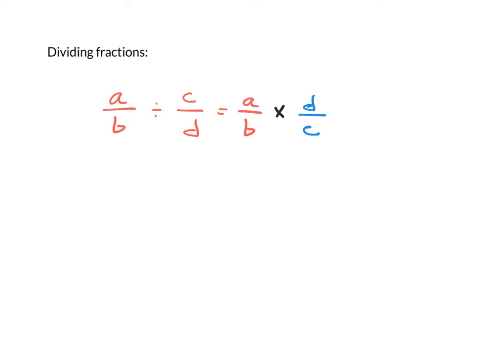So what we're gonna do here: keep the first fraction, change the sign from division to multiplication, and then flip the second fraction. So keep, change, flip. This is how we divide fractions.